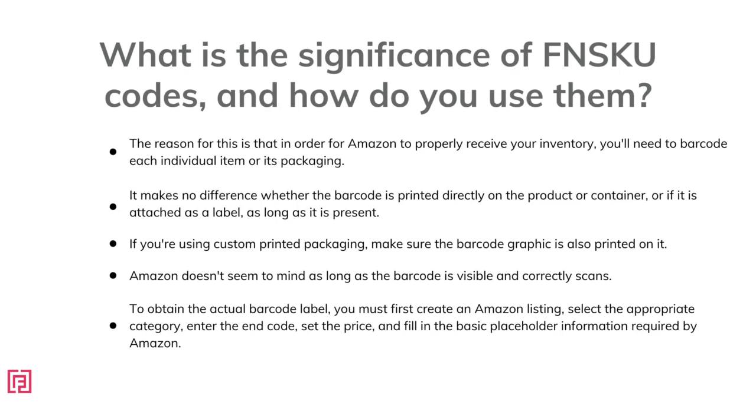Depending on the product and package type, either solution will work. Amazon doesn't seem to mind as long as the barcode is visible and correctly scans. If you go with the custom option, you should ask your supplier if they can add labels or embed the barcode into the package. To obtain the actual barcode label, you must first create an Amazon listing, select the appropriate category, enter the EAN code, set the price, and fill in the basic placeholder information required by Amazon.